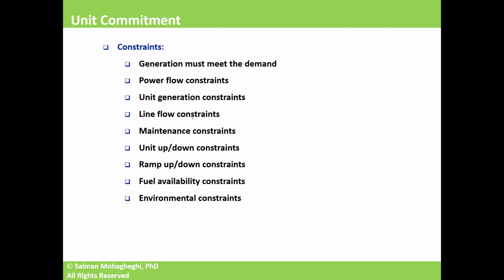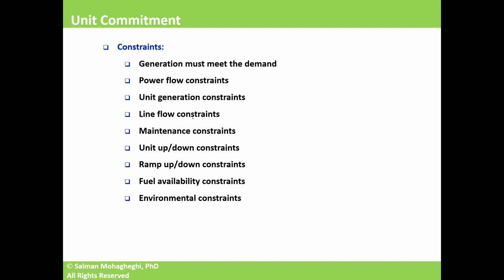This is in the form of DC power flow. We have constraints for generation of different units, for example, limits on active power. We have limits on the amount of active power flow through lines and transformers. We have constraints associated with maintenance, for example, if there are certain hours of the day that certain units need to be shut down for maintenance. Some units have constraints in terms of the number of hours that they have to be up or down, operational or non-operational. This needs to be taken into account.